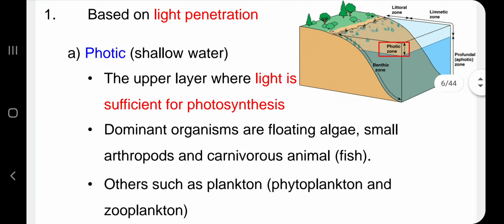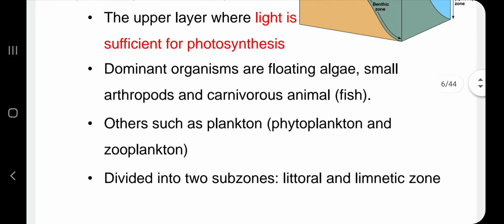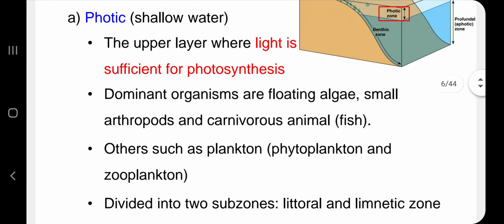Okay, and then the second point, photic zone, dominant organisms are floating algae, small arthropods and carnivorous animals. Okay, and then others such as plankton, we have two. If plant, we call it phytoplankton. If it's animal, we call it zooplankton. And then for photic zone, we divide into two subzones, which is littoral dengan limnetic.